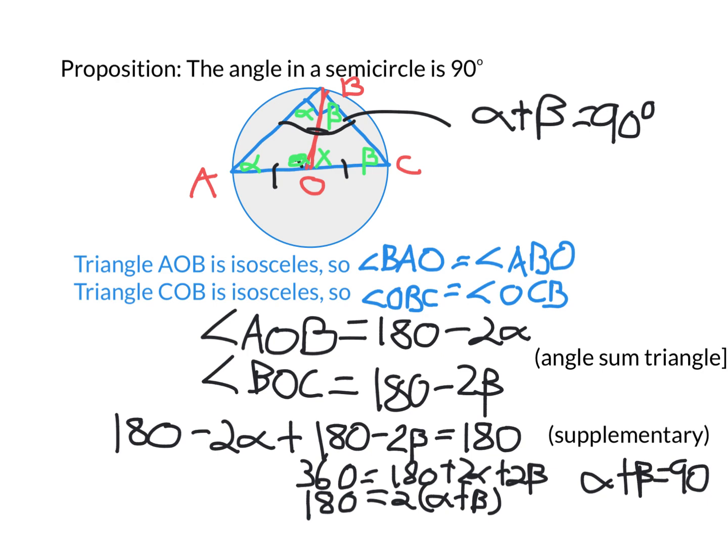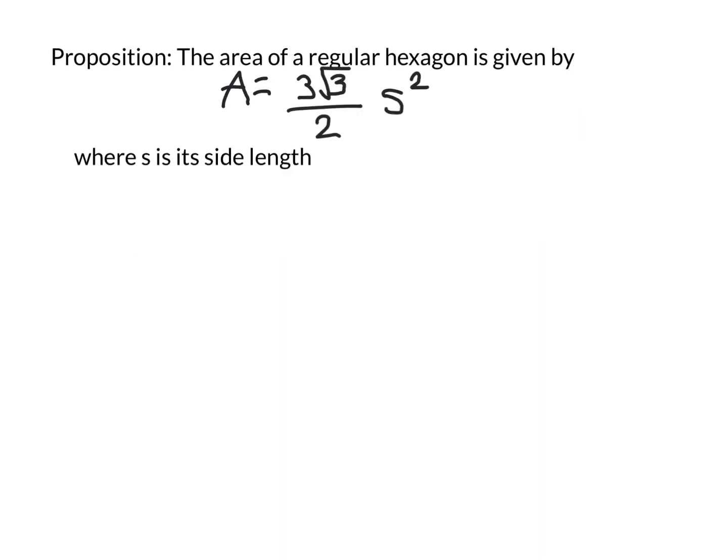All right, let's now look at a harder proof. We're going to prove that this gives the area of a regular hexagon. Since we're not given a diagram, let's draw one. A hexagon has 6 sides, and regular means that not only each of its sides, but each of its interior angles, these ones here, must be equal. So I'm going to let S be the side length.